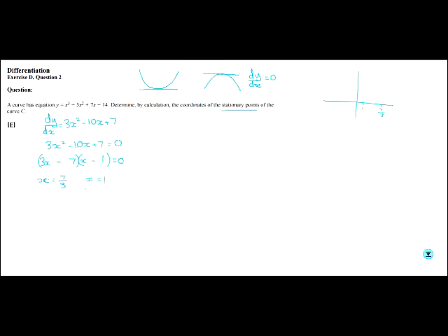So let's change colour. So let's start with the ugly one first. Let's start with this horrible looking 7/3. So when x is 7/3, well y, we have to go back to our original function here now for y, is going to be 7/3 cubed minus 5 lots of 7/3 squared plus 7 lots of 7/3 minus 14.